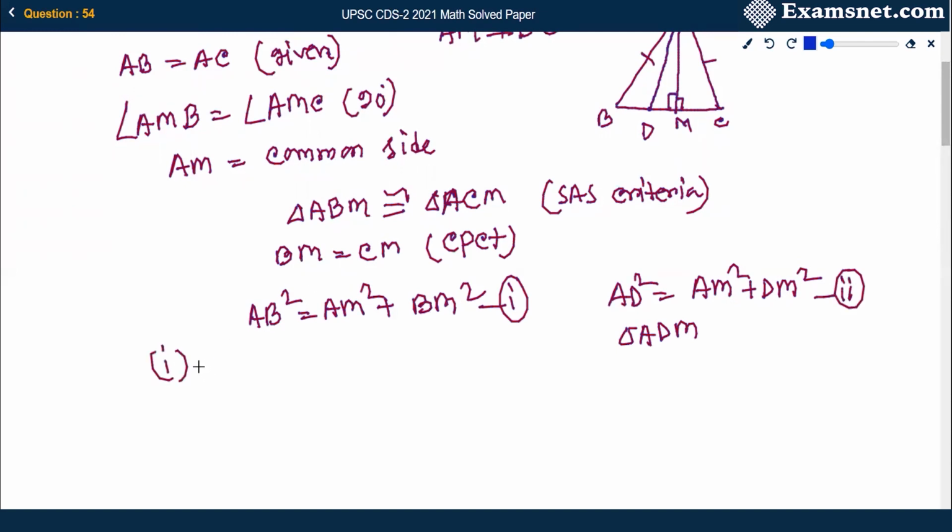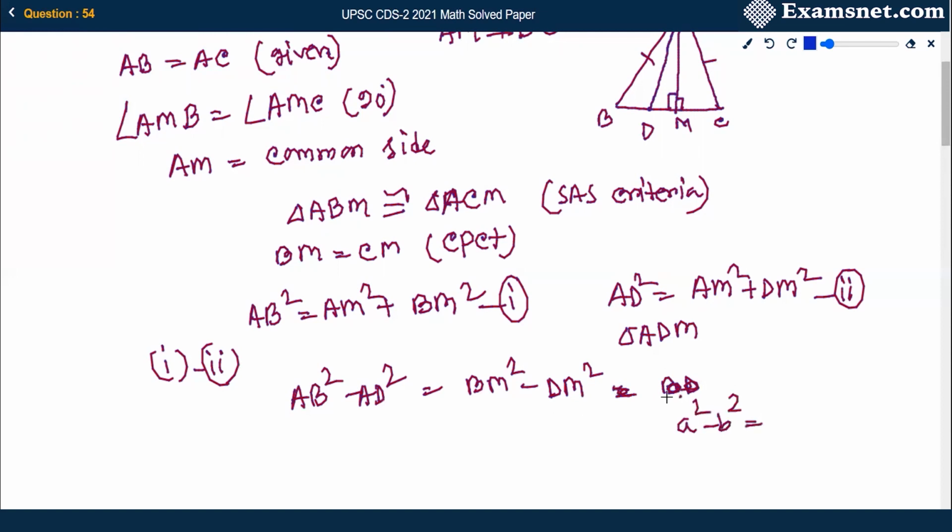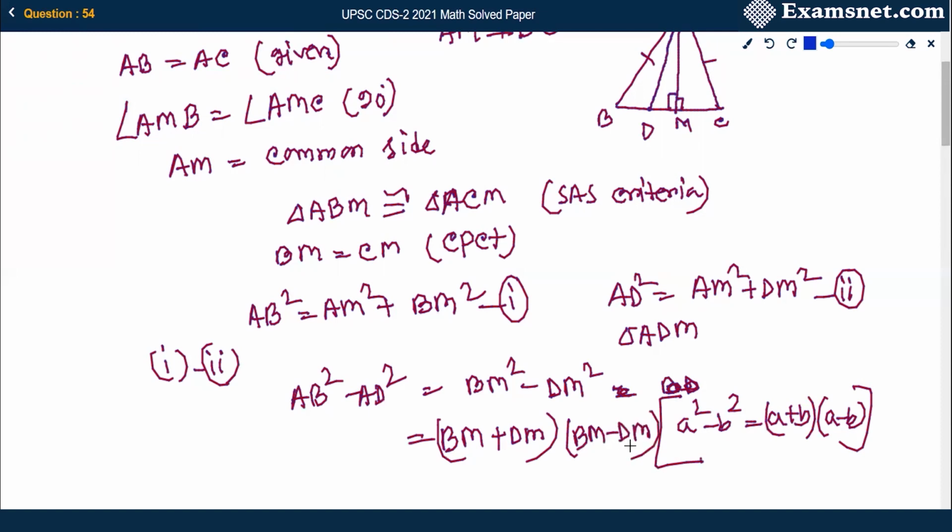Now subtract 2 from 1. That means AB square minus AD square. Both AM square will get cancelled and it will become BM square minus DM square. Correct? Now BM, look here, D is a point in between. So BM square minus DM square, right? It's in the form of A square minus B square. There is an algebraic formula, A square minus B square equals A plus B times A minus B. We can use that also, BM plus DM and BM minus DM. Let's see what it will give us.